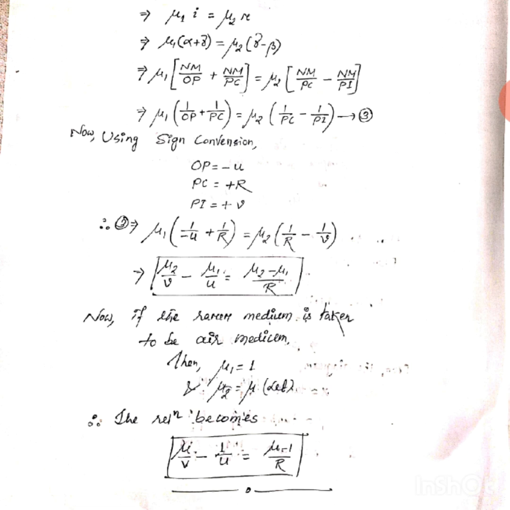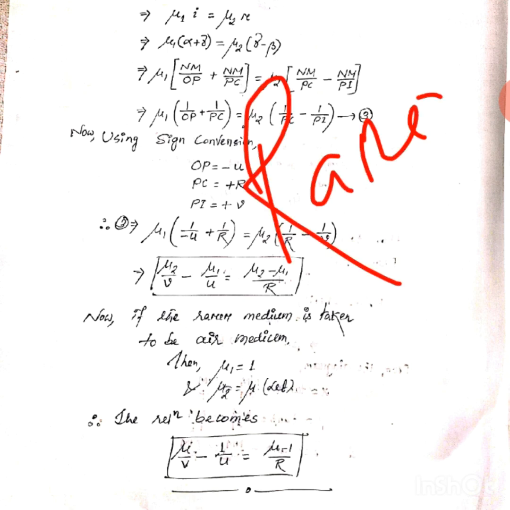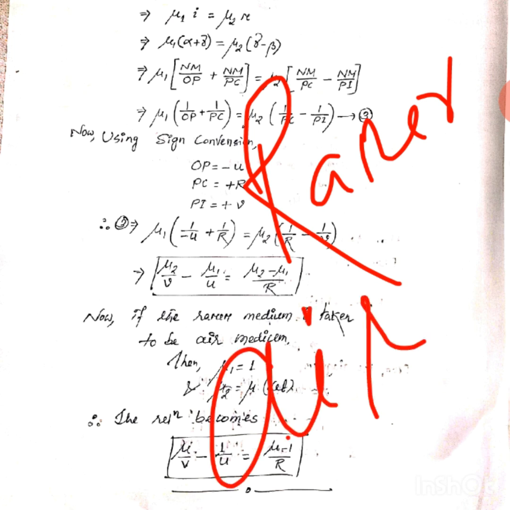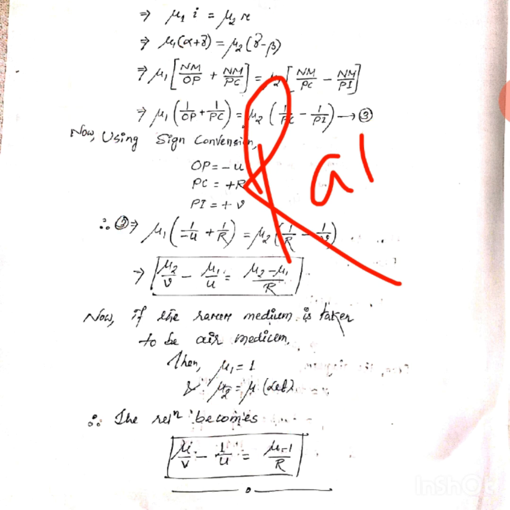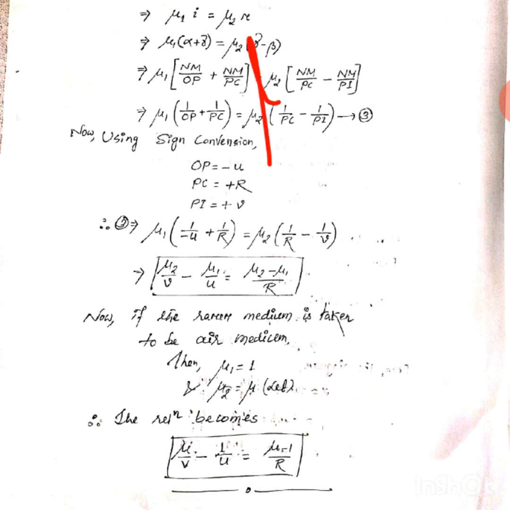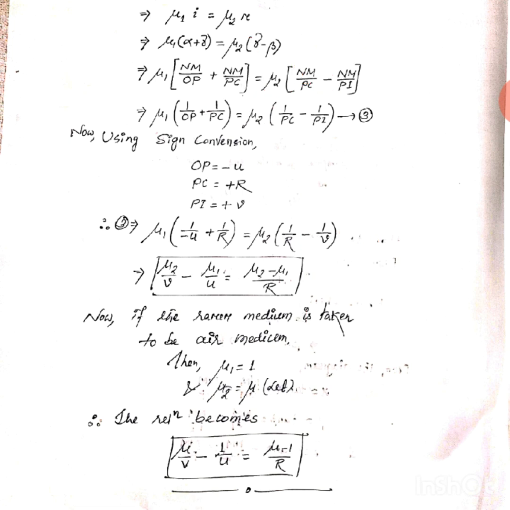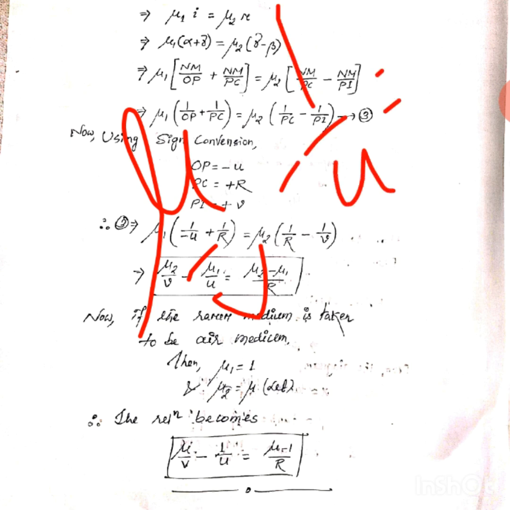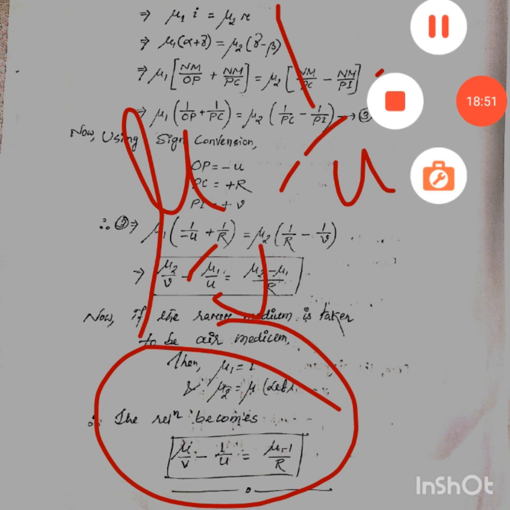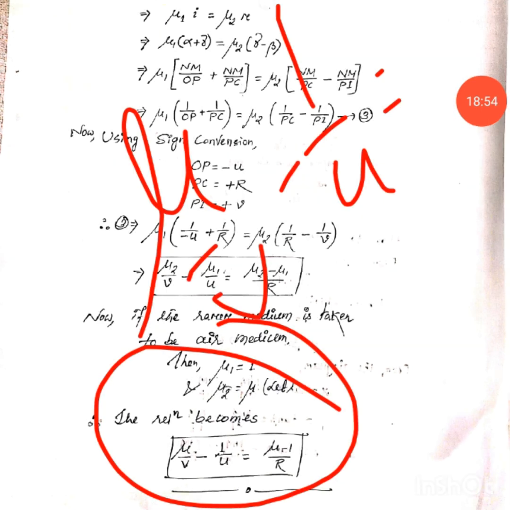Now if the first medium, which was the rarer medium, is air, then we can write mu 1 is equal to 1, because air has refractive index 1. As we are writing mu 1 is equal to 1, no need to write mu 2. In place of mu 2, we can write just mu. So if we put all these things, we will get the formula mu by v minus 1 by u is equal to mu minus 1 by r. This is the formula we have to find out.